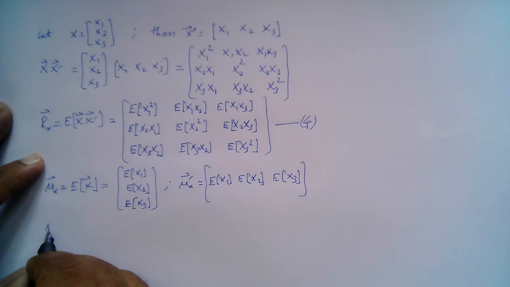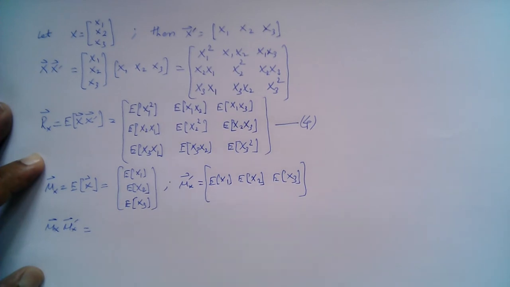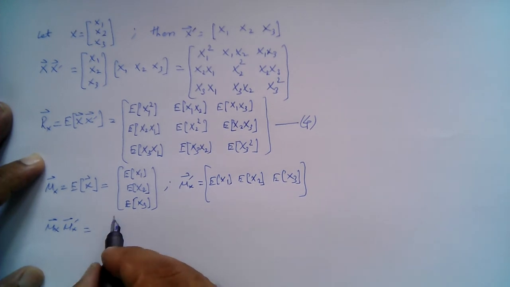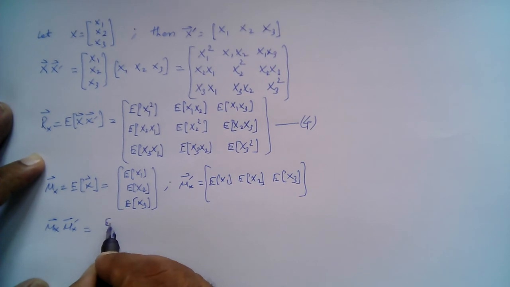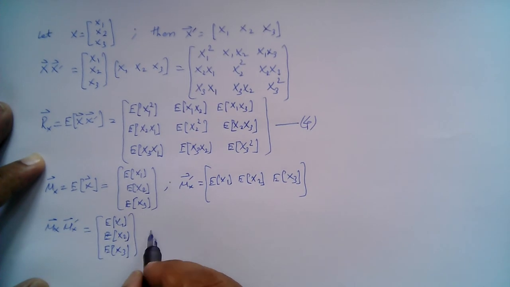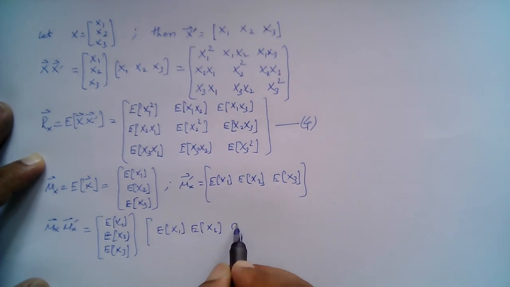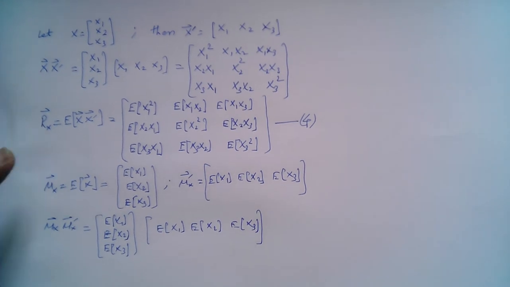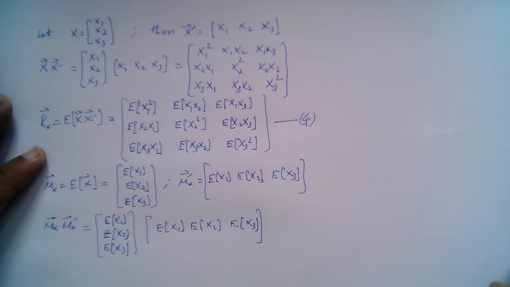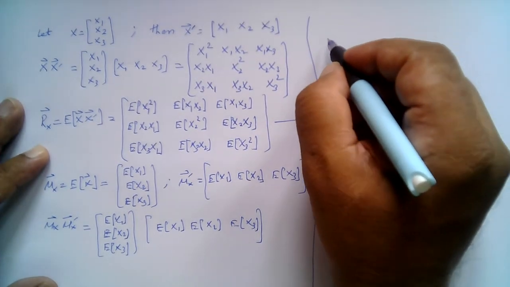So the product mu x multiplied by mu x dash is given by the product of these two vectors, right? So this will be the expected value of x1, expected value of x2, expected value of x3, this vector, multiplied by this row vector: expected value of x1, expected value of x2, expected value of x3. So let us multiply these vectors now to get mu x and mu x dash.